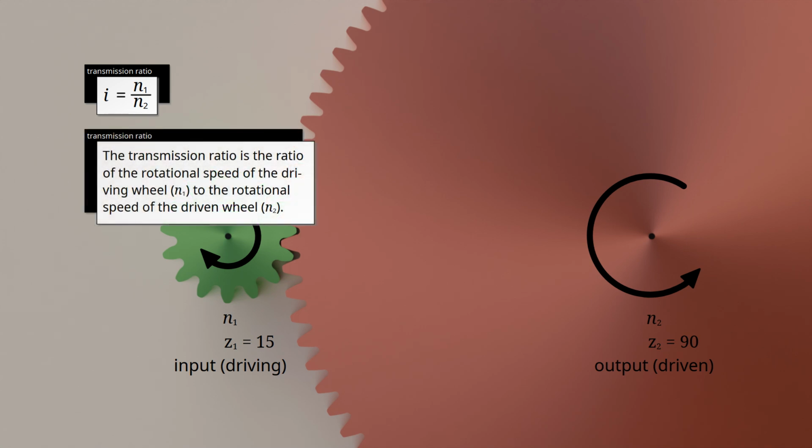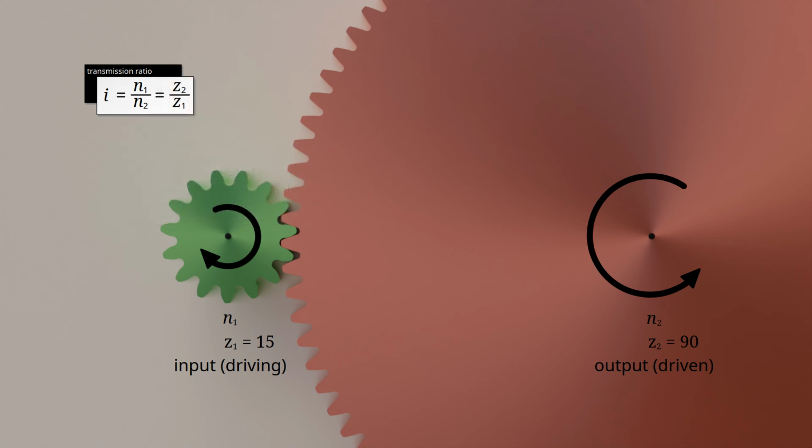It is defined as the ratio of the rotational speed of the driving wheel to the rotational speed of the driven wheel. In the case just described, the transmission ratio is 6, because the driving gear rotates 6 times faster than the driven gear. For gears, the transmission ratio can be determined relatively easily from the ratio of the number of teeth. Gears are characterized not only by the number of teeth, but also by their size.